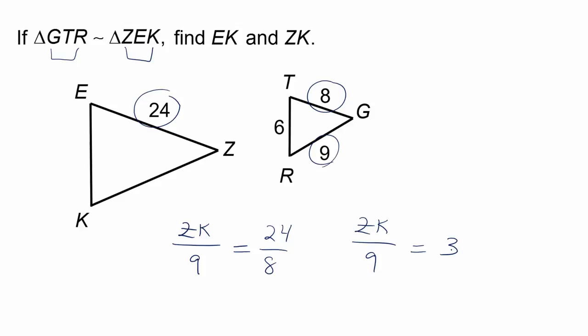So what number divided by 9 gives us 3? That answer is 27. So that implies that ZK must have a length of 27.